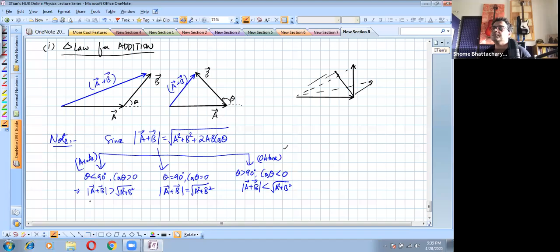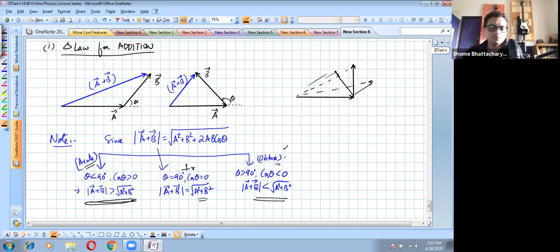Okay. So this has a very deep implication: when is mod of A plus B greater than root of A square plus B square? When we are talking about an acute angle. When is it exactly equal? When we are talking about perpendicular vectors. And when it is less than root of A square plus B square, that is happening when the angle is obtuse. Okay. So just make a note of this. This is like a special added theorem for your geometrical case.